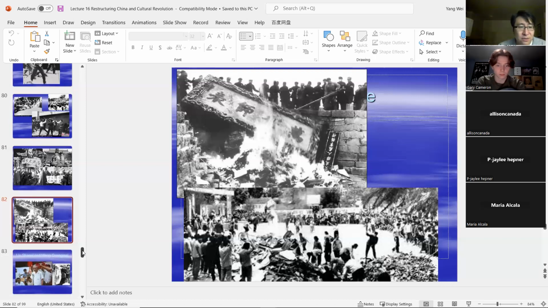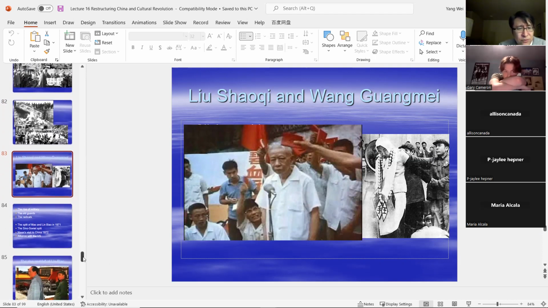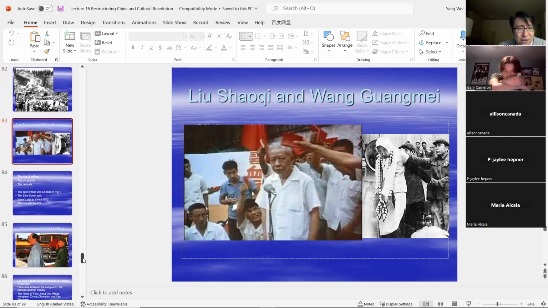All these are destroyed. And this is Liu Shaoqi, Mao's number one political rival. He was struggled against by young students, by Red Guards, and eventually he died in prison 3 years later. So it's a very, very brutal revolution, and anarchy.